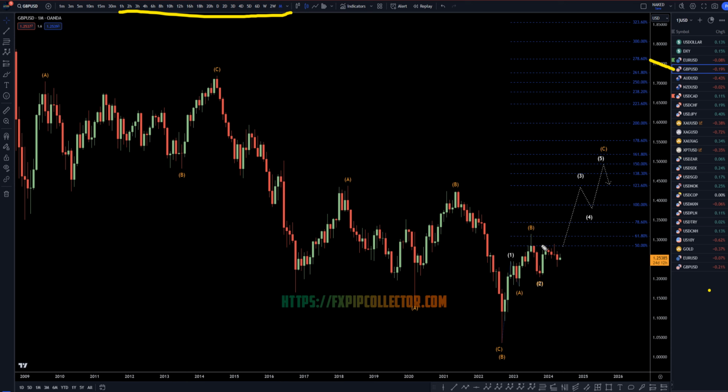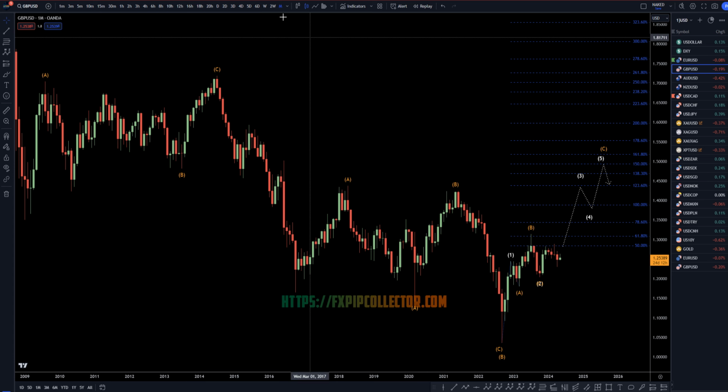So in the pound dollar, I still think this is going to go up to complete this pattern, which I think is either an expanding flat wave C, which would most likely take it up above these highs, or possibly it's a running flat wave C, which would possibly take it down to one of these lower Fibonacci levels. Either way, I think we have a decent amount of upside potential left.